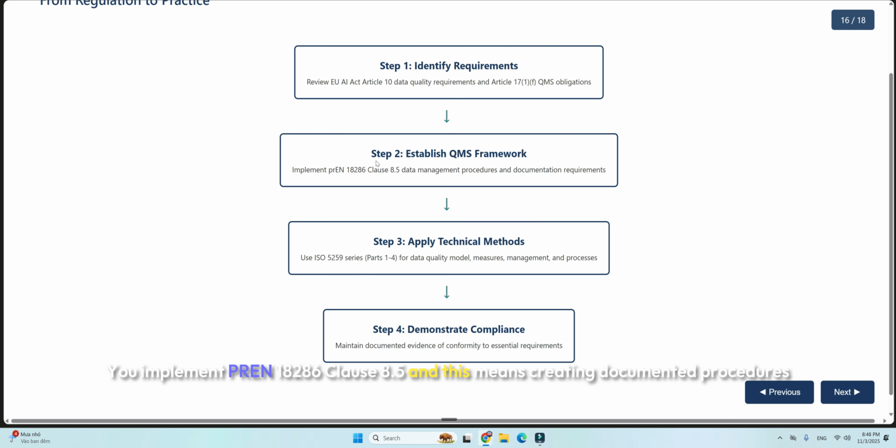You implement prEN 18286 clause 8.5, and this means creating documented procedures for every data management operation: acquisition, collection, analysis, labeling, storage, filtration, mining aggregation, retention, and decommissioning. You're building the organizational structure.